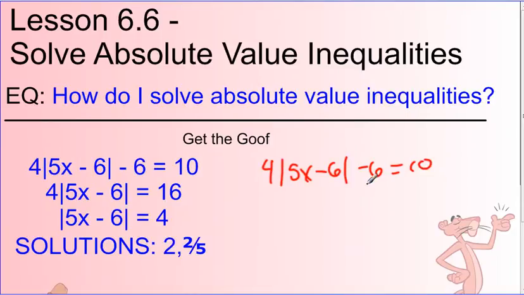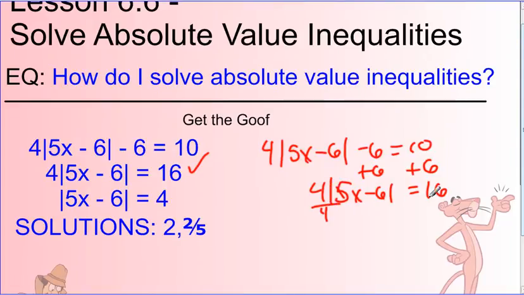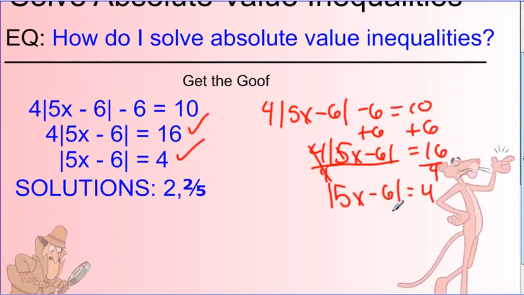Now, I would start by adding 6 to both sides, and we get 4 times the absolute value of 5x minus 6 equals 16. We good so far? Good. We got one step right. Next I would divide by 4 on both sides. So this cancels out, and we get the absolute value of 5x minus 6 equals 4. We got that right so far too. It looks like all they're missing is the stuff that comes after this.